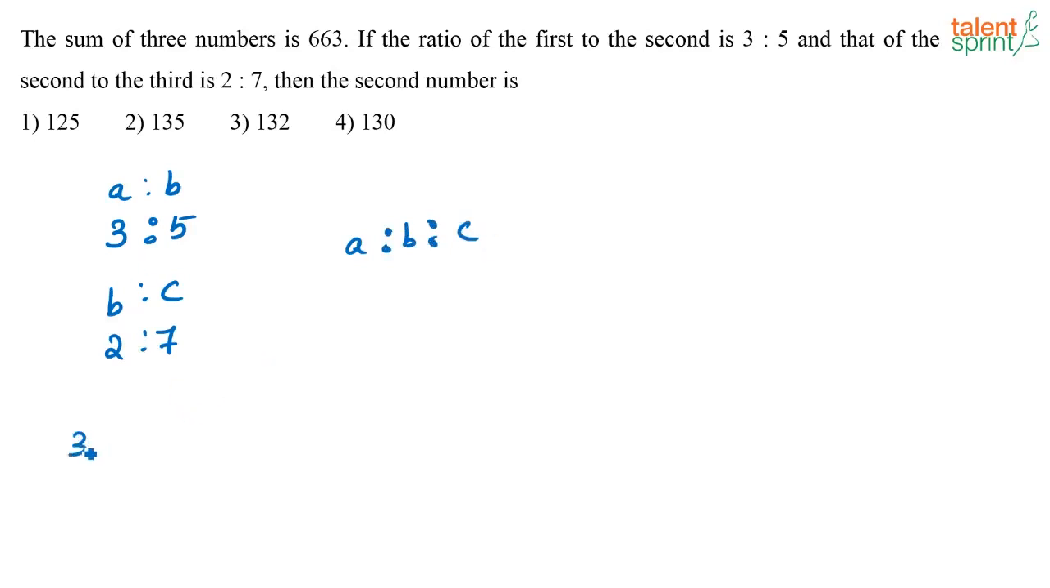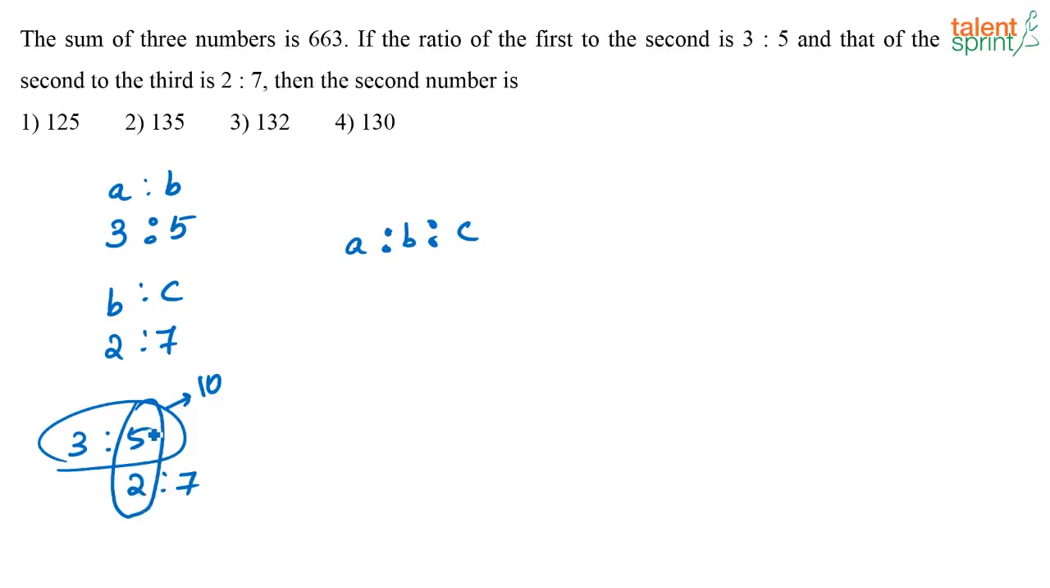We have to see 3:5 and 2:7. So what is common in both the ratios? It is B. So what is the LCM of 5 and 2? LCM of 5 and 2 is 10. Correct? So what will be the ratio of A is to B is to C? I am trying to make the value of B constant, the same in both the ratios, so that I am able to merge them and write. Very basics of ratios and proportions which we have learnt. I am just trying to make the value of B in both the ratios the same.